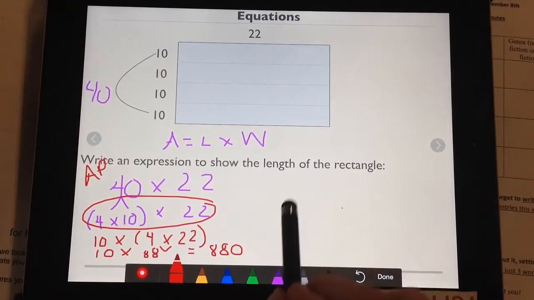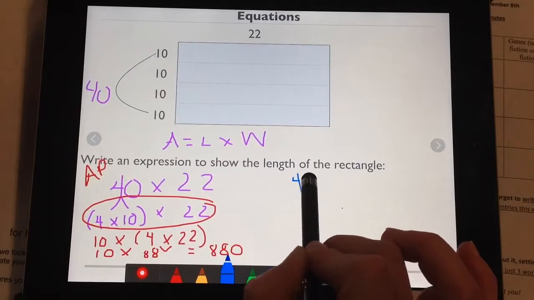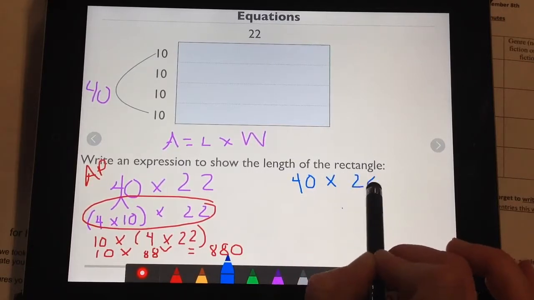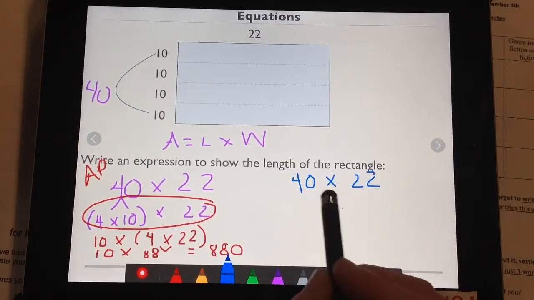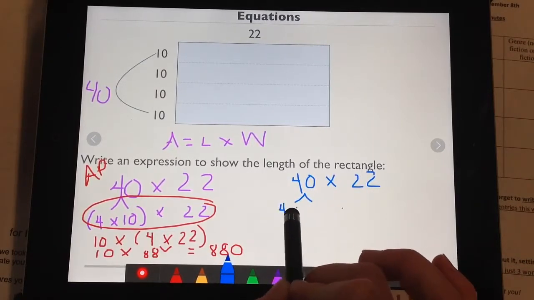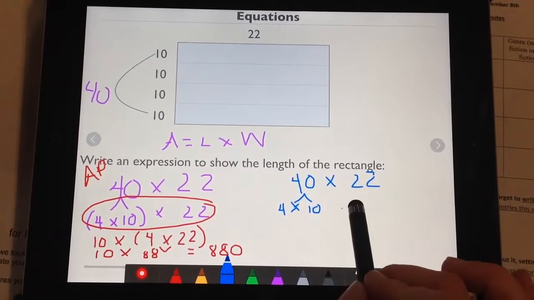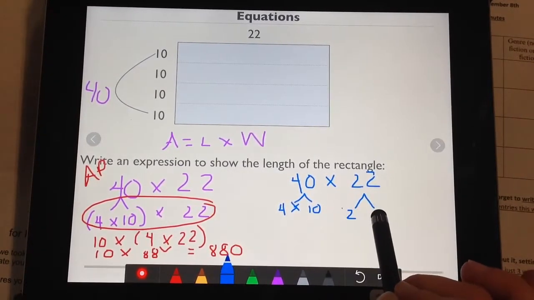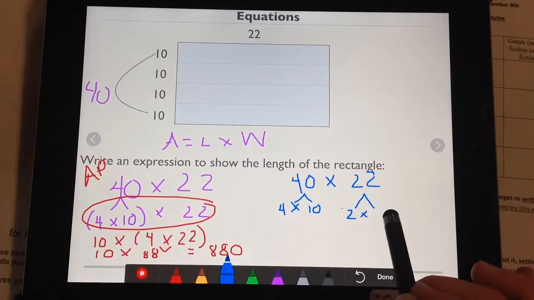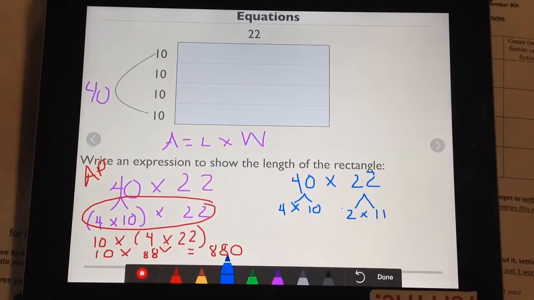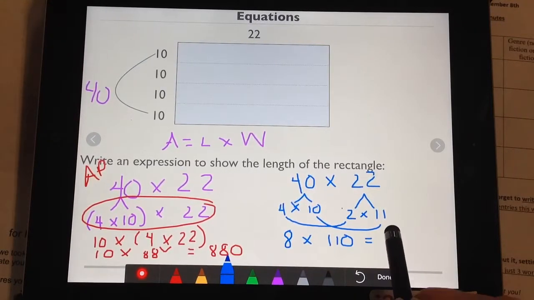If I wanted to do it the distributive property way, it would look like this. 40 still breaks up into 4 times 10. And we would say 2 times 11. Then we could break it up into 4 times 2, which is 8, times 10 times 11, which is 110, and 8 times 110 is 880.